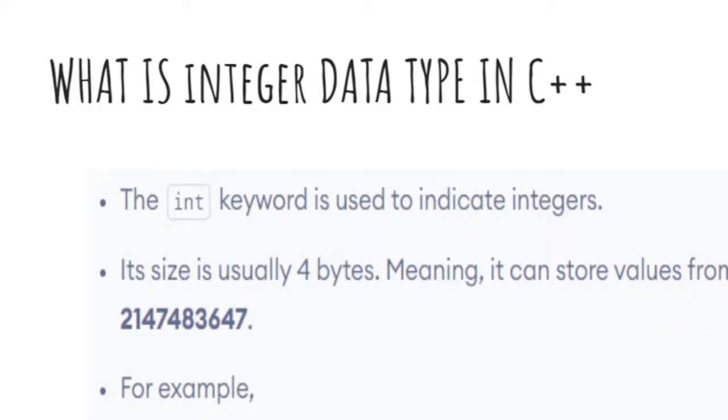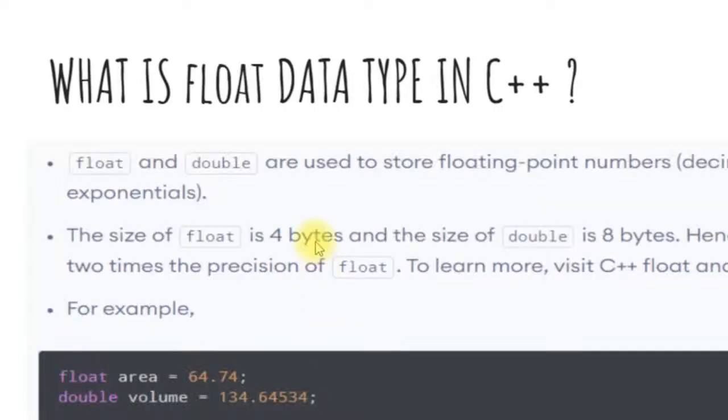So I hope you are very clear with what the integer data type is and how you declare integer data type variables in C++. After this short discussion, we'll also have a look at the practical. So let's move to the next data type.